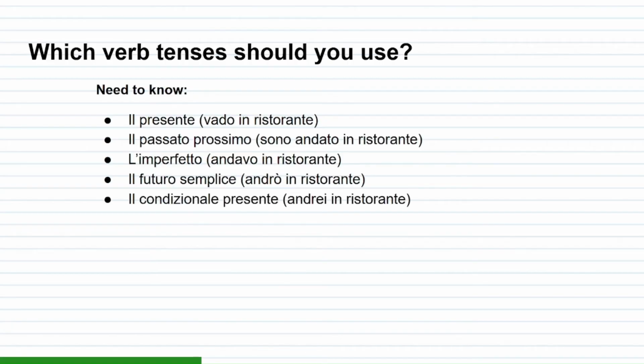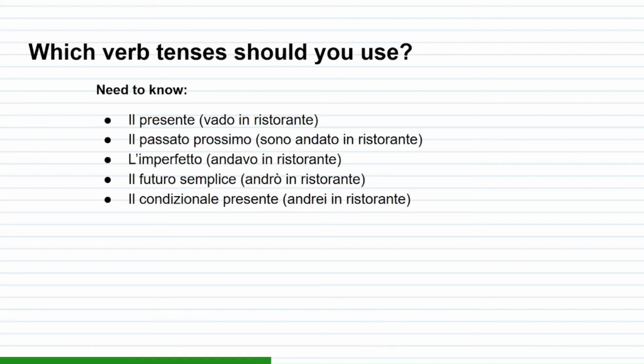Similarly to the future, il condizionale, the conditional, is used in situations where the outcome is hypothetical or not entirely sure. This would look like I would eat, he would sing, we would hide, they would dance. In this instance, andrei in ristorante. These are all the tenses you should definitely be able to at least recognize and be able to conjugate if need be.